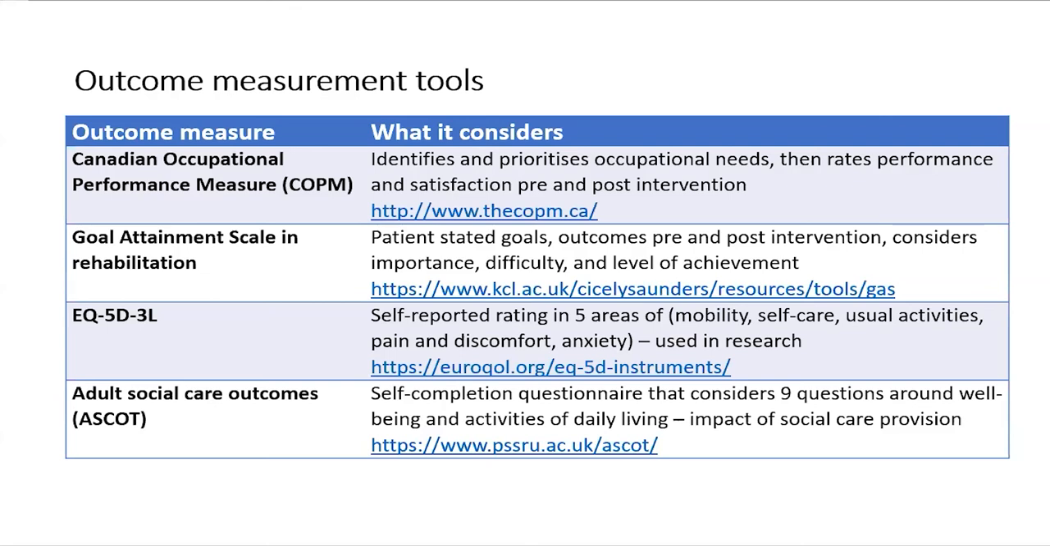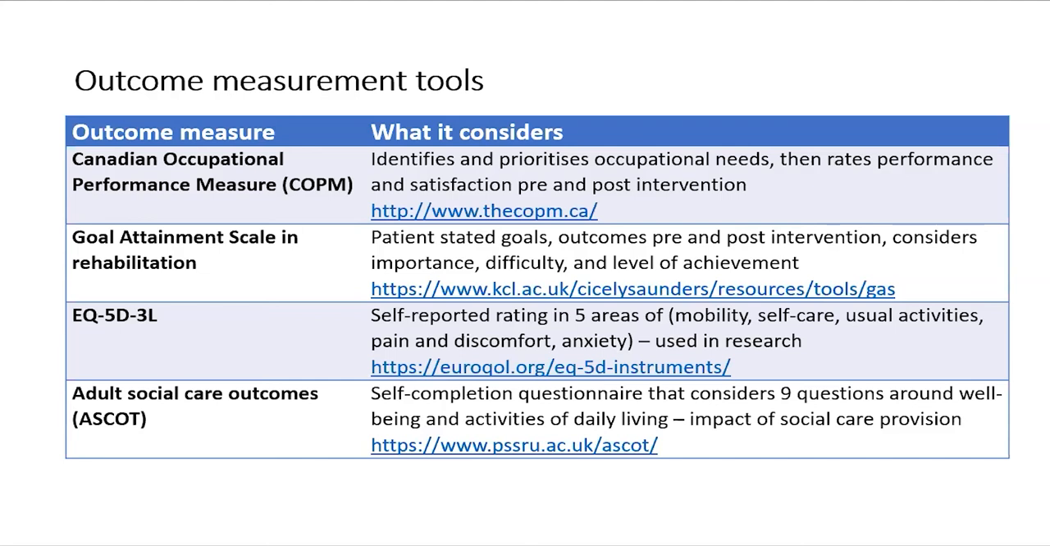Anybody who's read Philip Whitehead's work around the Bath Out project will know he used the EQ5D5L as an outcome measure. It's a self-reporting scale. It's fairly simple, and it looks at five areas of common activities of daily living, and looks at pain and discomfort and anxiety. As I say, it's used a lot in research, although there are a few places that also use it in practice, and there's a link there.